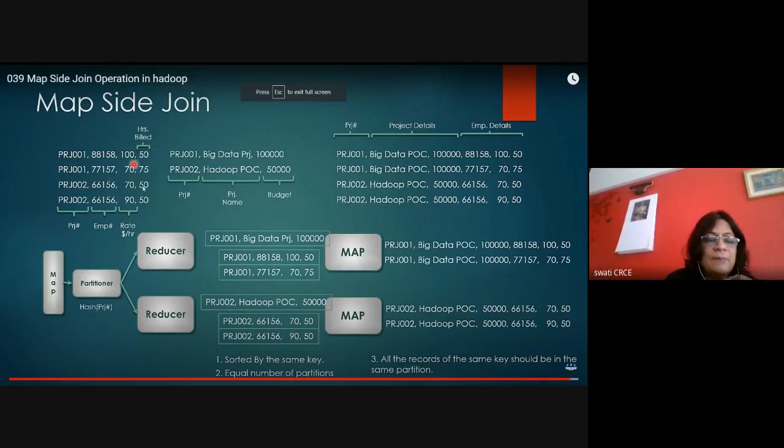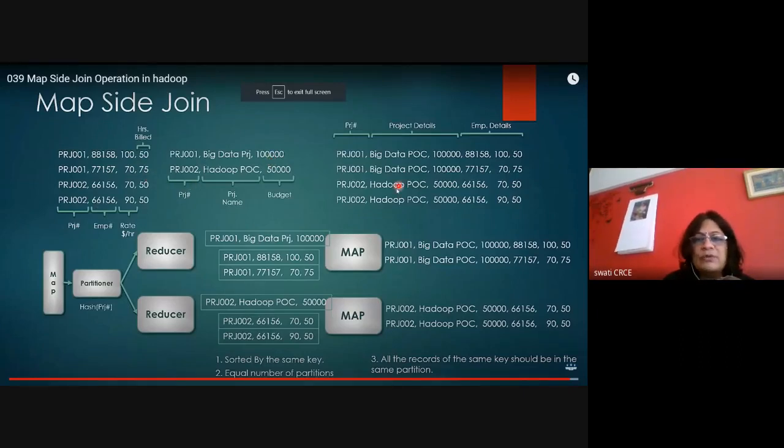But in this table, the working hours of the employee and the rate of calculation for the salary are stored. And in the second table, the information about the project is there. This is the project ID, this is the project name, and this is the budget of the project. This is the input. These are two different tables.